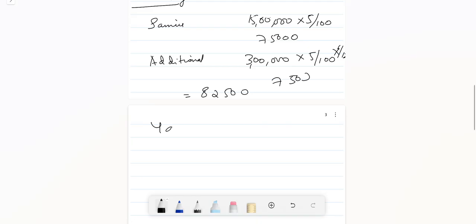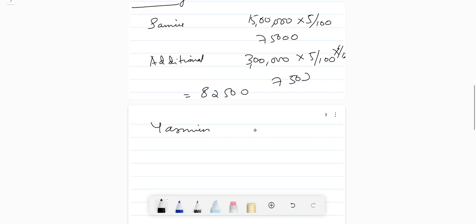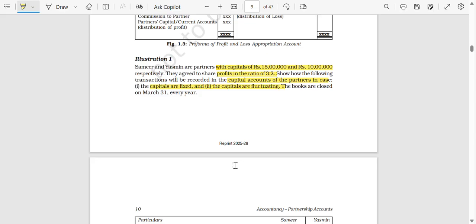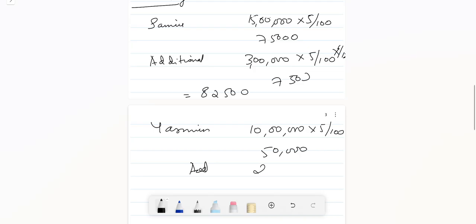Okay, and for Yasmin also the same calculations. 10 lakhs into 5 by 100, which is 50,000. And additional capital, how much was it? 2 lakh into 5 by 100 into 6 by 12.